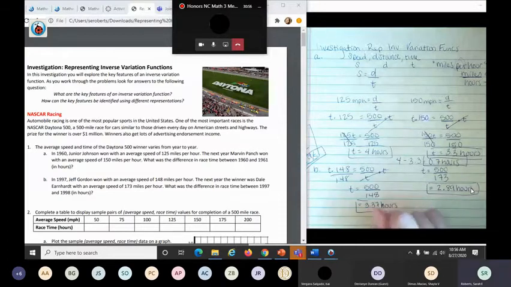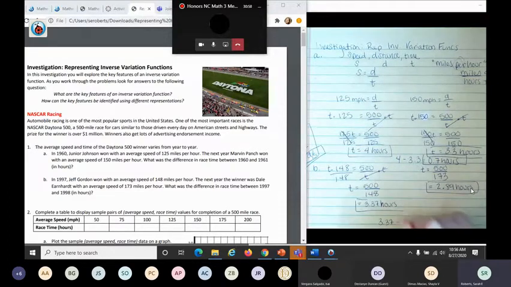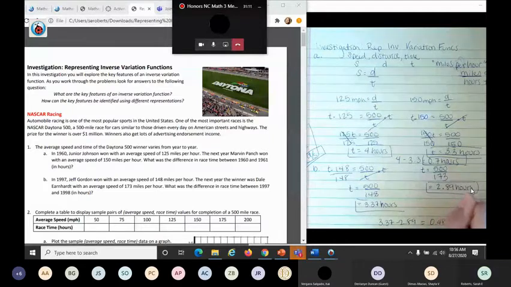And here we have 3.37 minus 2.89. And let me do that real quick. 3.37 minus 2.89 should give you 0.48 hours. Okay, so your final answer for each of those should be that difference. So thank you very much. I really appreciate that, Isai.